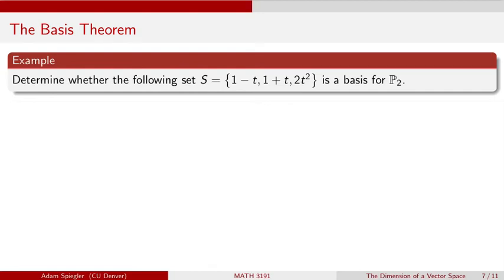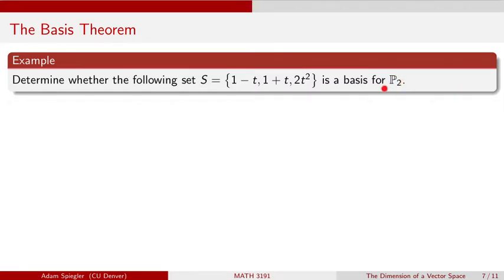Okay, so let's consider the following example. I have a set S that consists of vectors, polynomials that sit in the vector space P2, polynomials that have degree at most 2. So my set S consists of the vector 1 minus t, the vector 1 plus t, and the vector 2t squared. And I would like to determine whether or not this is a basis for P2.